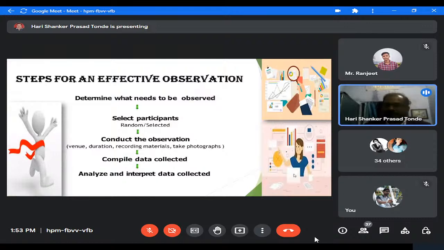What are the steps of an effective observation? This is the key question regarding this. So first, determine what needs to be observed. Means which type of requirements are there. We have to observe that, and afterwards select participants. Which participants are necessary to us for the observation.